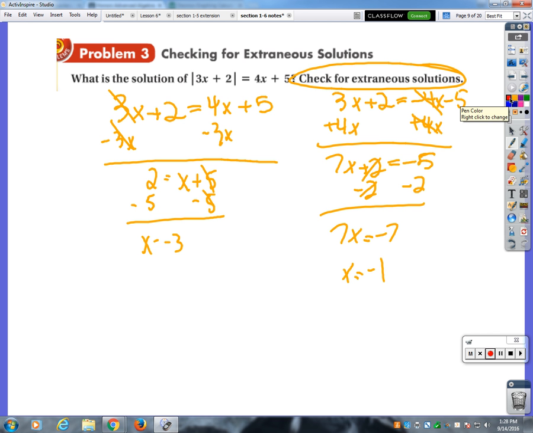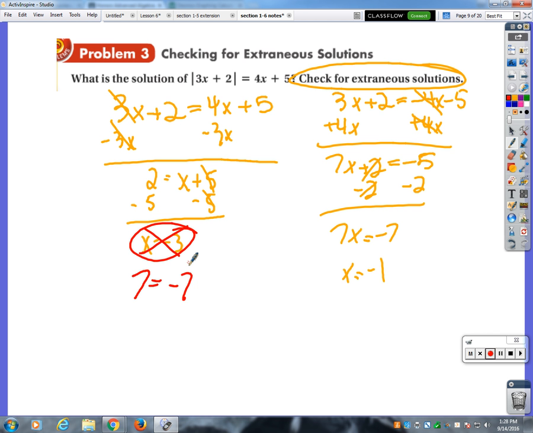So if I plug negative 3 in here for x, what's 3 times negative 3? Negative 9 plus 2 is negative 7, and then the absolute value of negative 7 is 7. So for that one I get 7 on that side. And then watch what happens here. When I plug in negative 3 there, 4 times negative 3 is negative 12 plus 5 is negative 7. So this one is a fail. That is an extraneous solution. It looks like it's going to work, but it's actually not.